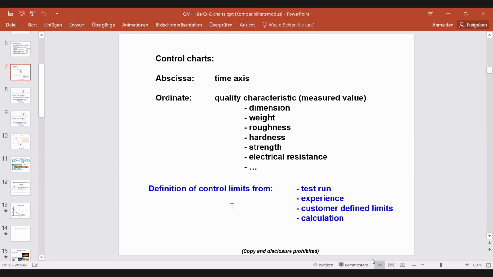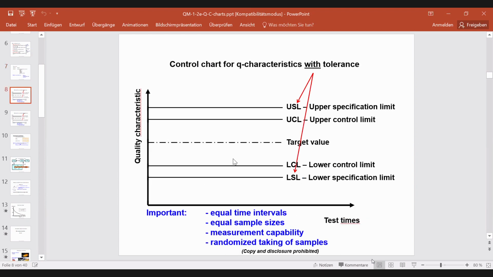The control limits. You can define the control limits with a test run. You can define them if you have experience. The customer can define the limits, or you can calculate the control limits. In every case, the control limits have to be inside the tolerance area. And this is an example for a control chart.